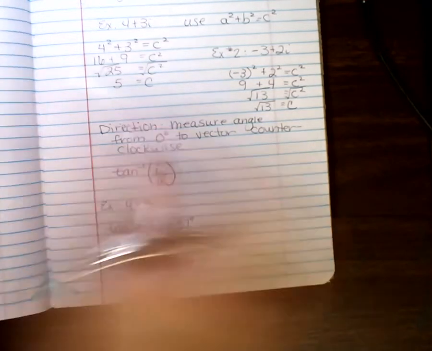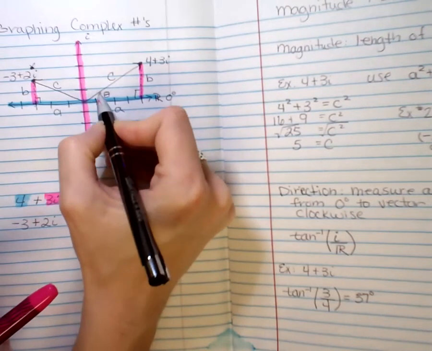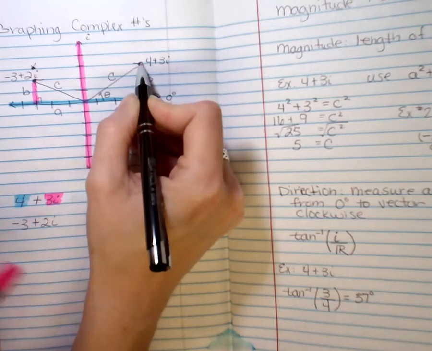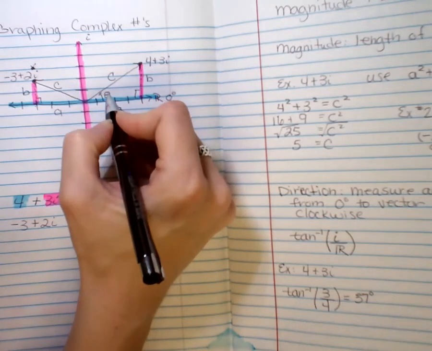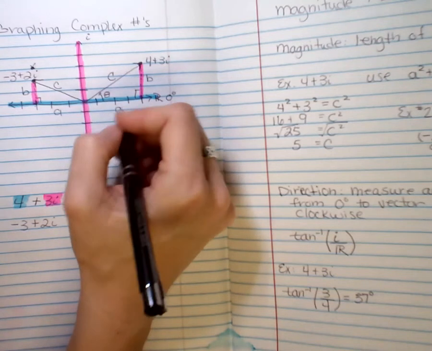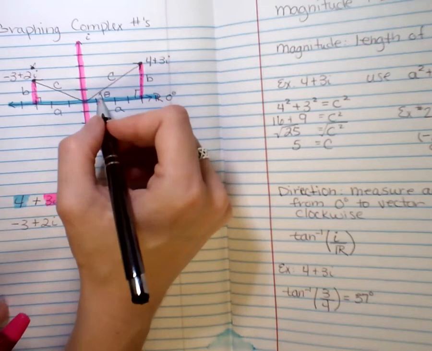So in this situation, as we're looking over here, we measured from 0 up to our vector, and that was the angle we were looking for. So we don't have to add to 180 or subtract from 360. We've directly found the angle we were looking for.